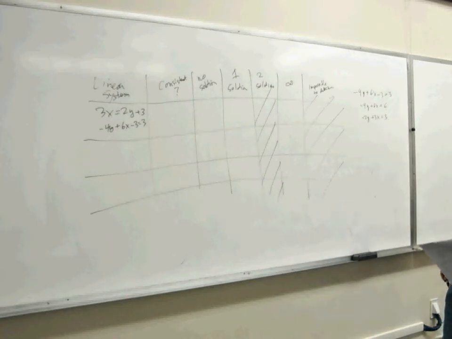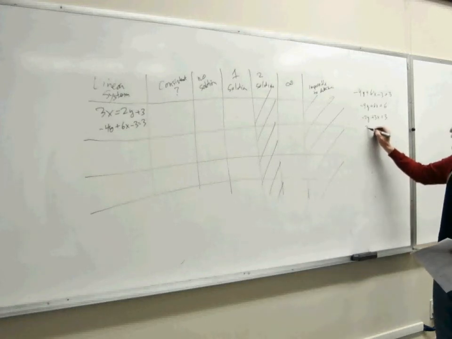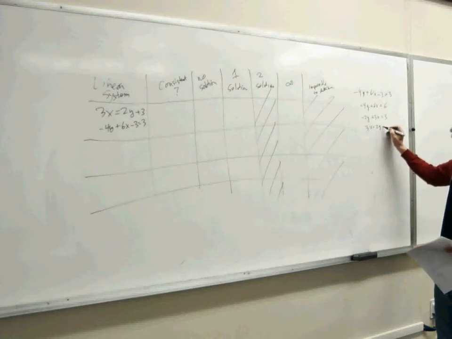Okay? And now compare that to the first equation. The first equation is 3x equals 2y plus 3.